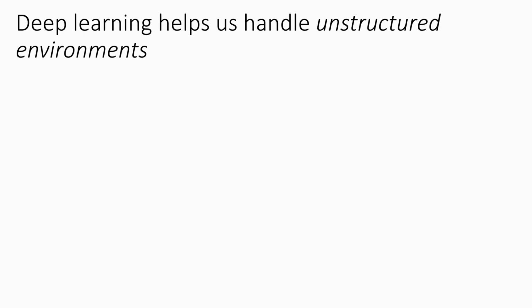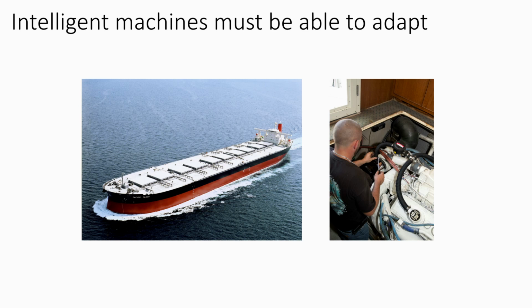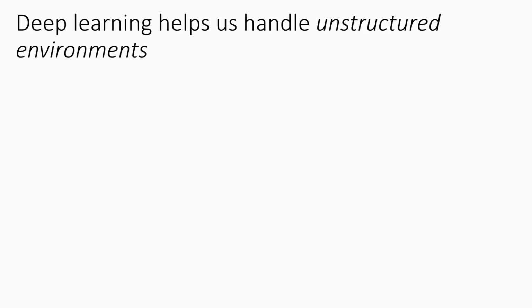So deep learning and reinforcement learning combined might provide us with perhaps a little bit of an idea about how to tackle these kinds of problems, and here's why. Deep learning is one of the best tools that we have today for handling unstructured environments. So what is an unstructured environment? Well, an unstructured environment is something like this. It's an environment that was not designed for the machine to work well. A factory is a structured environment. The engine room of the oil tanker is an unstructured environment.